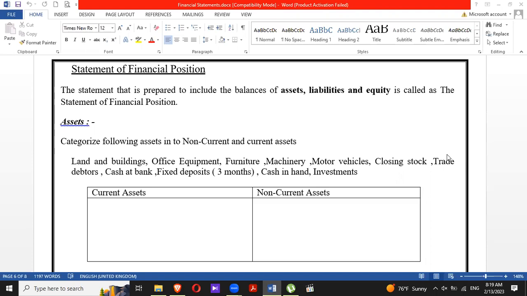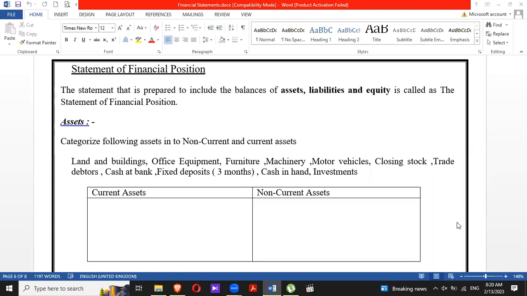Today we are going to discuss the statement of financial position. The objective of preparing the statement of financial position is to find out the financial position, to show the financial stability of the business. Financial position means the balances of assets, liabilities, and equity. Asset account balances, liability account balances, and equity account balances should be mentioned under the statement of financial position.